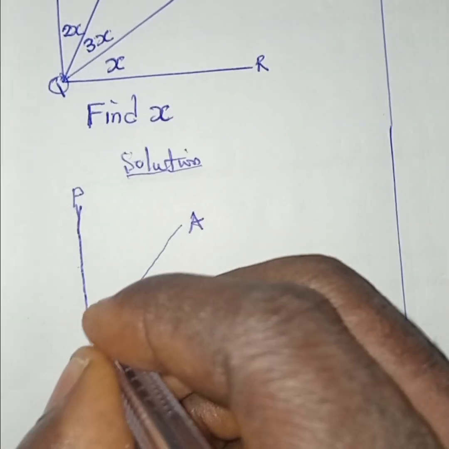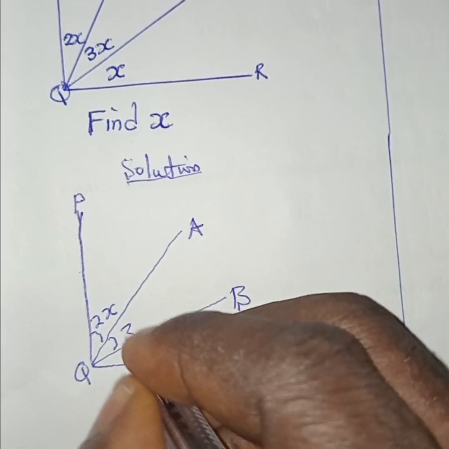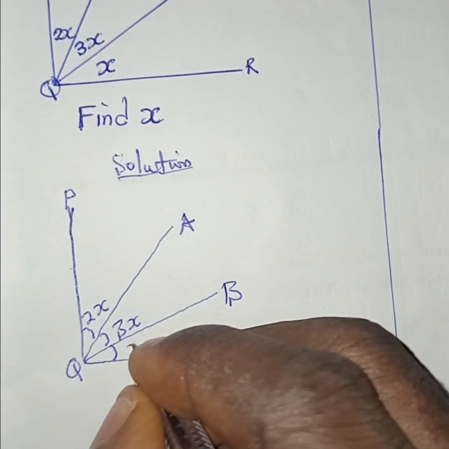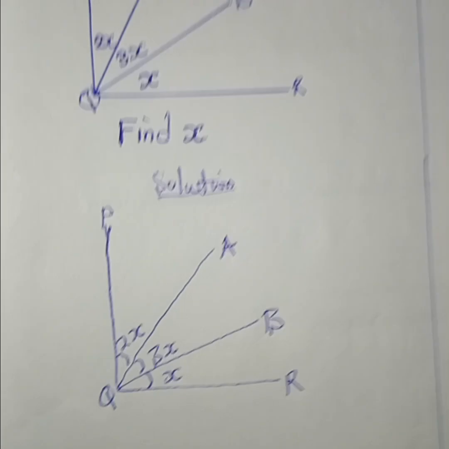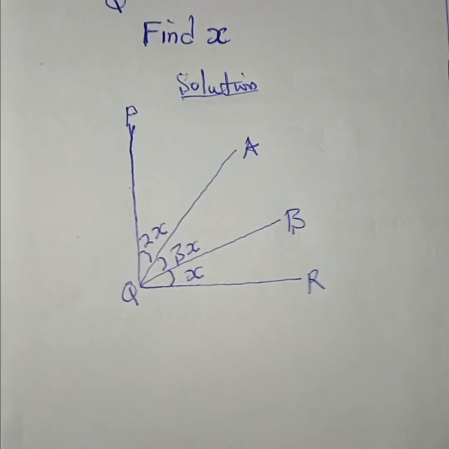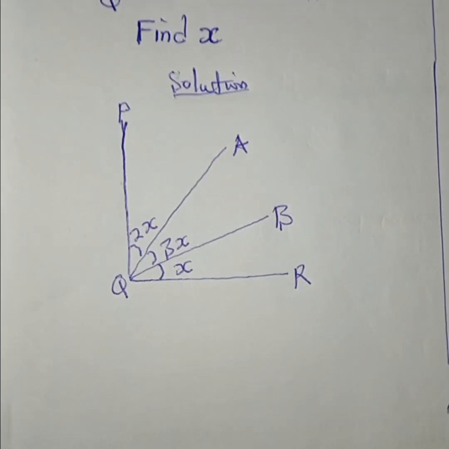So here we have 2x, here 3x, and this spot to be x itself. So in this diagram, we are asked to find the value of x. So how are we going to find the value of x? What approach are we going to take? Please watch the video to the end so that you do not miss any step.